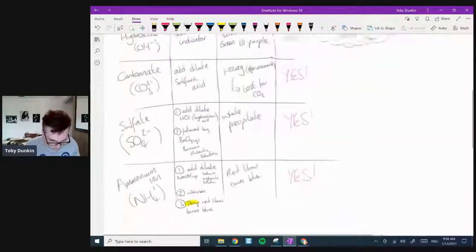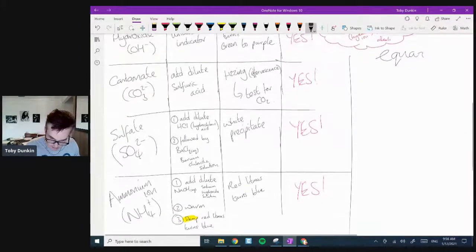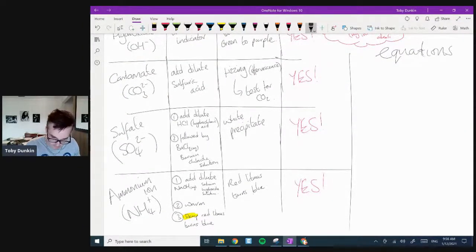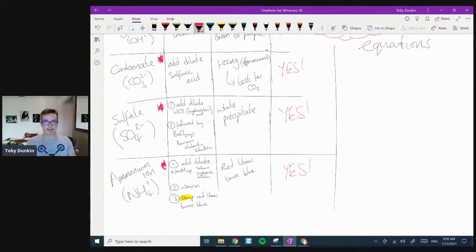Okay, but the other ones you do need equations for, these three. Just these three. These are the top 3 complex ion tests done at GCSE. You guys need to realize that these are on every single paper. And here are the equations.